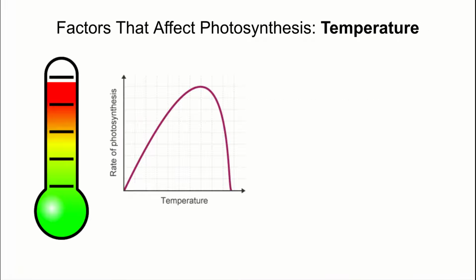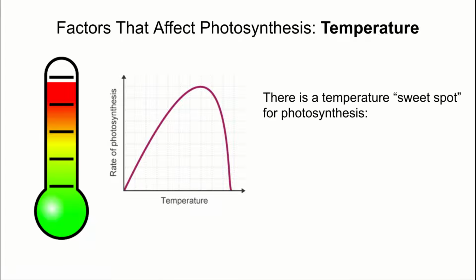The last thing that affects photosynthesis, which is kind of interesting, is temperature. It turns out that there is a temperature sweet spot for photosynthesis. You can see it on this graph. Look how the rate of photosynthesis speeds up as it gets warmer and then falls as it gets colder. Right here, whatever this temperature is, this is our sweet spot for photosynthesis.